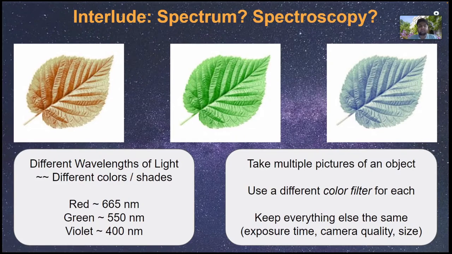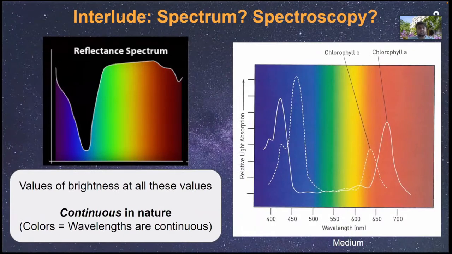if you keep everything else the same, you would see green brighter than being red or blue, just because most of the light that's reflected off the leaf is supposed to be green. If you do this at close enough wavelengths, you can sort of plot the brightness of what you're seeing at all of these wavelengths. They're all of these different colors.